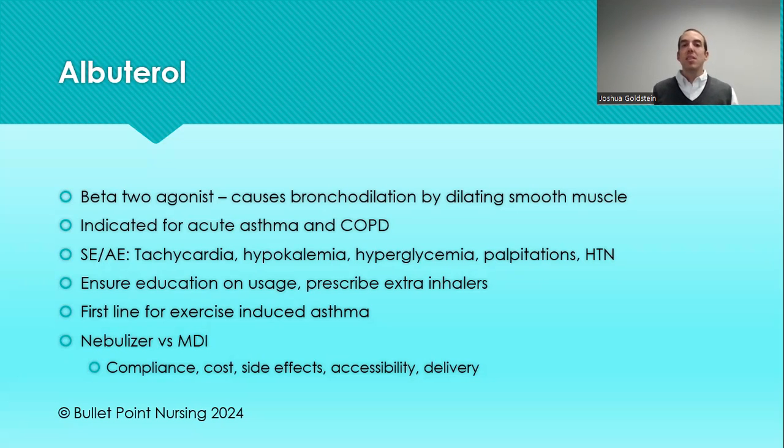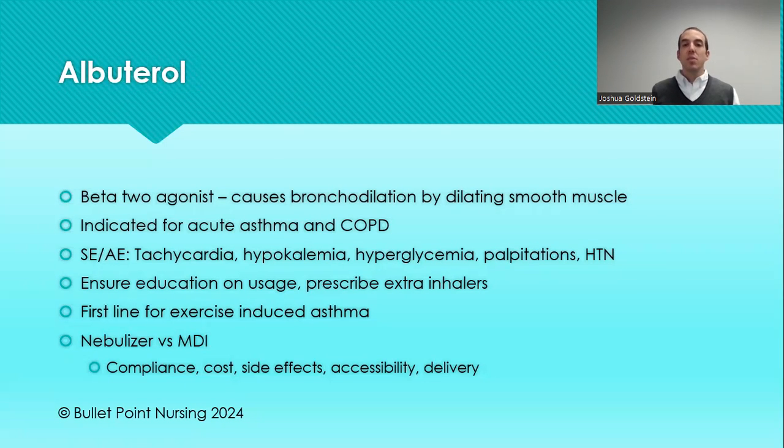How does it do it? Basically, like we said a minute ago, it dilates the smooth muscles around the bronchi. It's not like the bronchi tissue themselves have the ability to dilate or constrict. That's controlled by the smooth muscle around it. So that's how the drug works. It is used for both acute asthma and COPD.